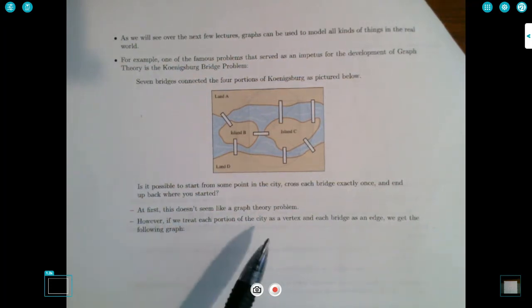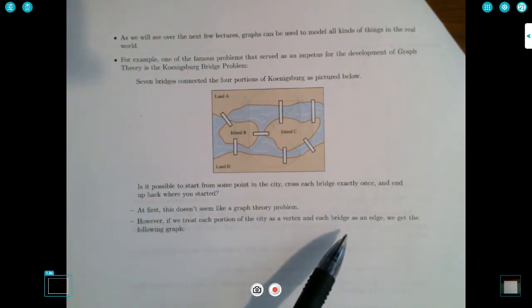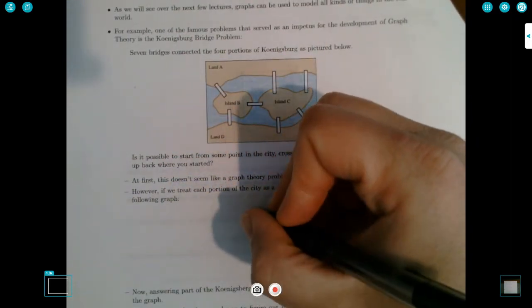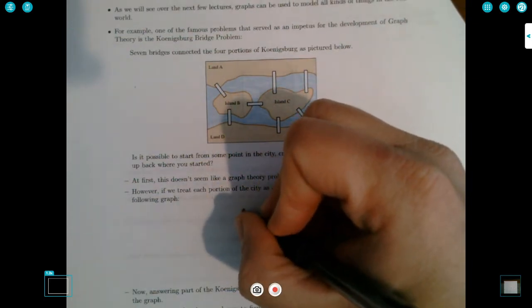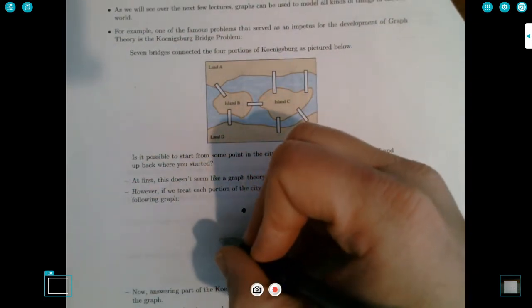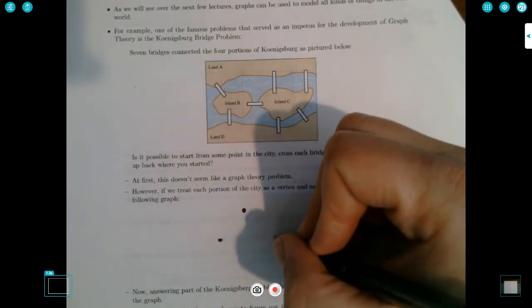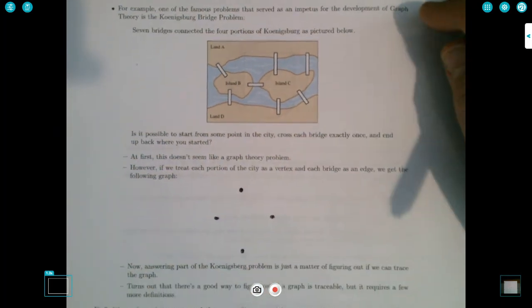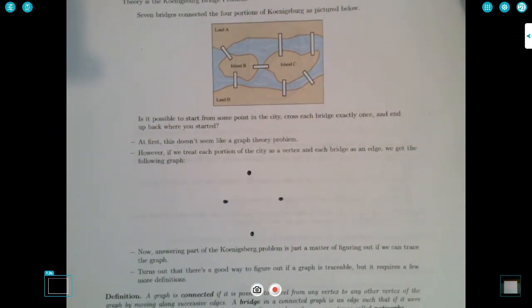So at first glance, that might not seem like a graph theory problem. I mean, it's not a graph, right? However, if we treat each portion of the city as a vertex and each bridge as an edge, then we get the following graph. So we can turn this thing into a graph. Each landmass will be a vertex. So we'll have vertex A, vertex B, vertex C, and vertex D. And I'm just arranging them into a diamond shape kind of arbitrarily. You could arrange them however you want, really.